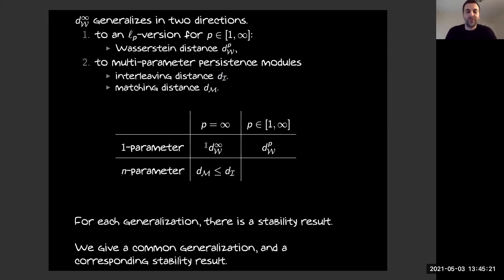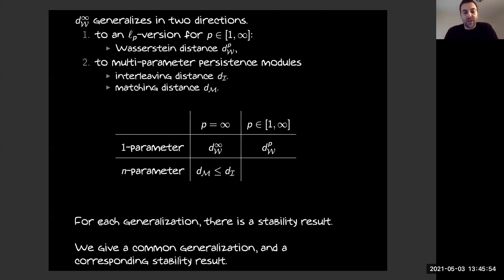As we move to the right in this table, we generalize from the bottleneck distance to the p-Wasserstein distance. And as we move down in this table, we generalize from the bottleneck distance to these two different distances on multi-parameter persistence modules. And so you notice that something is missing over here. Our goal here is to fill in this box, and to do so in a way that is principled and extends some of the nice theory that we have in these other cases.